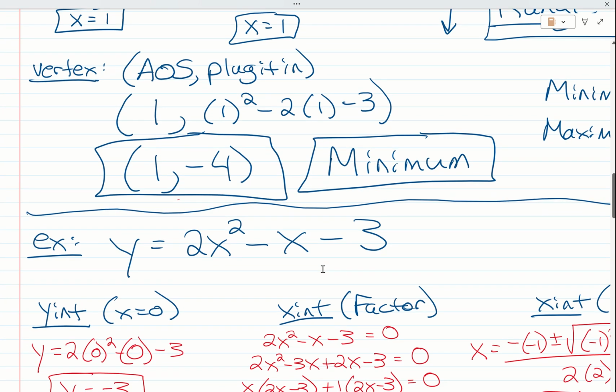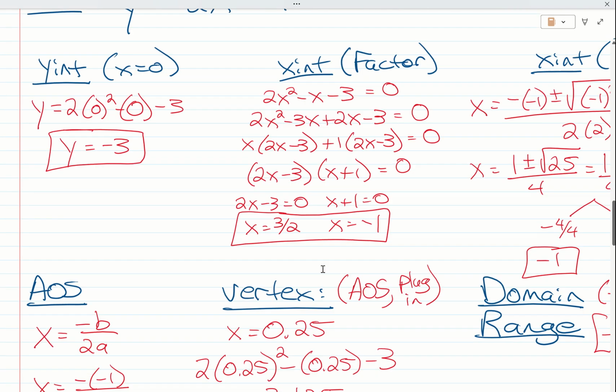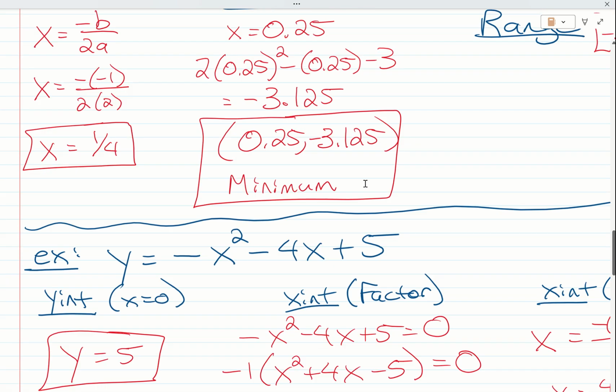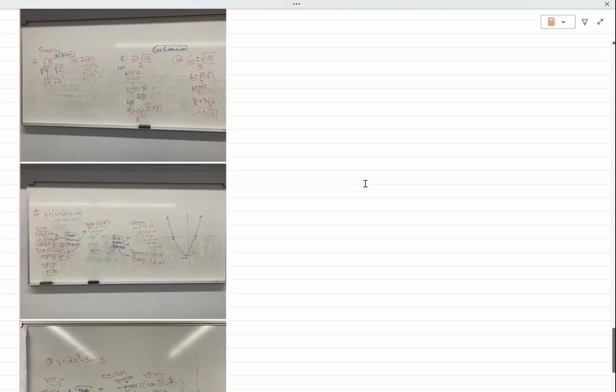And that was pretty much class. We did a few other examples like that. We got the y-intercept, the x-intercept, a couple different ways. The axis of symmetry, I did it the way most of you chose to do it, using the opposite of b over 2a. Vertex, remember, you find the axis of symmetry, you plug it in, and that was pretty much what we did the entire class.